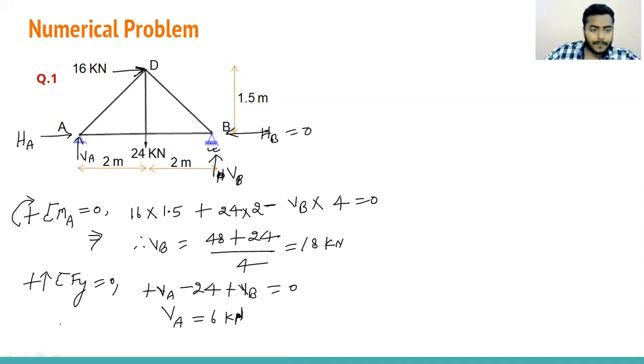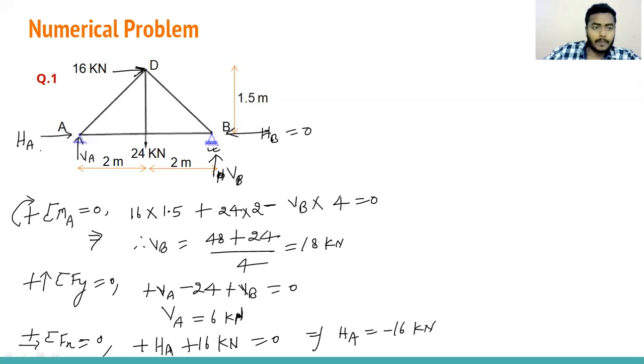Okay, now in horizontal direction, summation of Fx is equal to 0. By using this relation, we can calculate plus HA plus 60 kilonewton is equal to 0. So you can see HA we are getting minus 60 kilonewton. Means whatever direction we have taken is wrong. The direction will be left hand direction, and this value is 60 kilonewton.